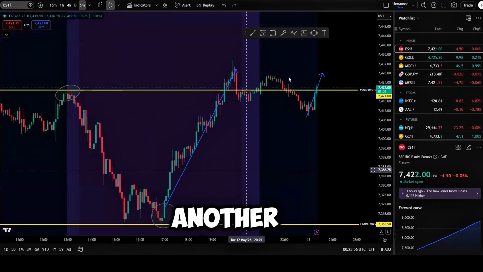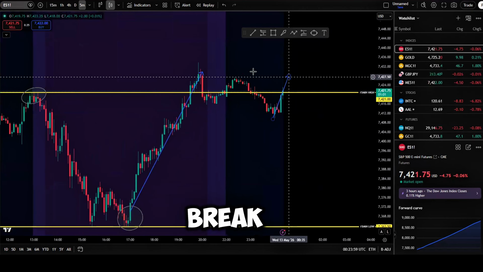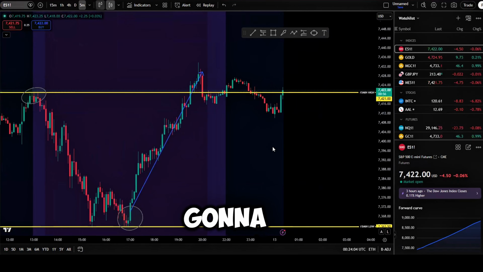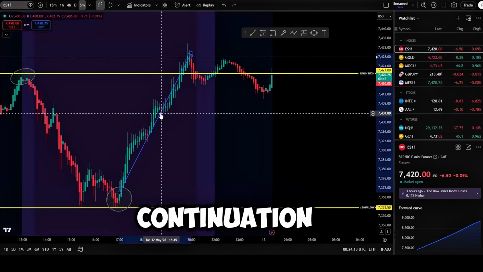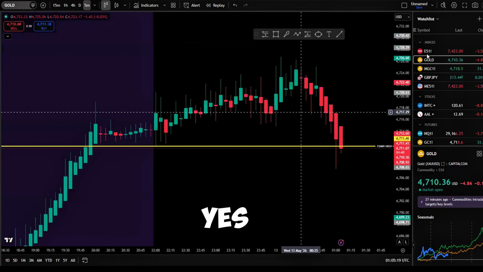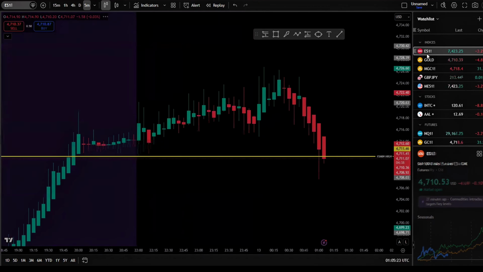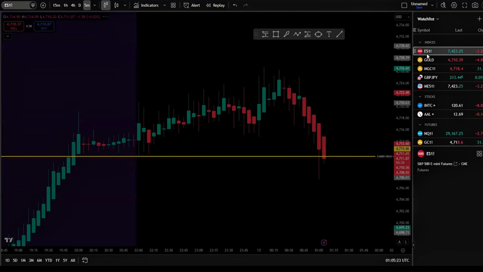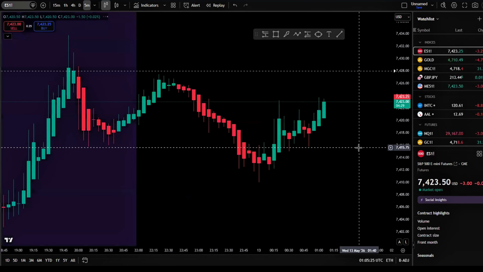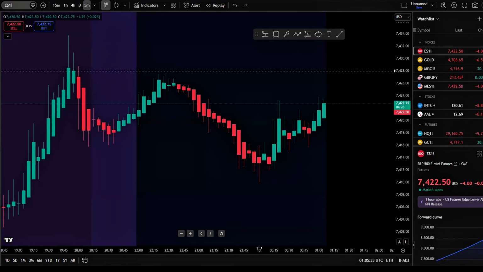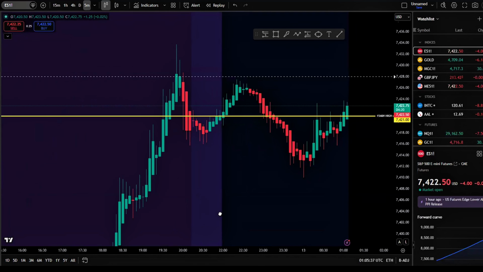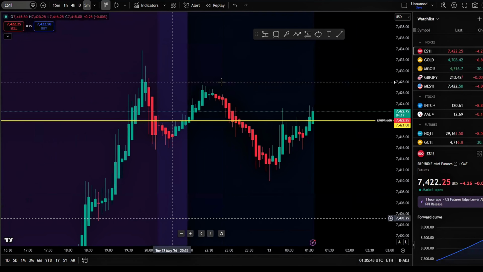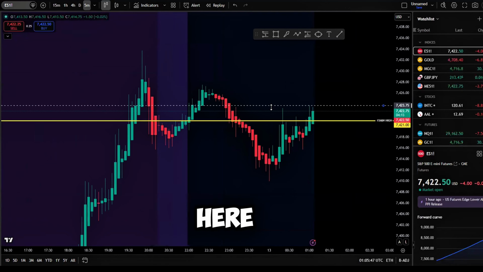Okay, so we could be making another lower high, or we could be about to break the lower high that we made. I'm just going to wait till that alert goes off at my most recent lower high. That's what's going to let me know if the trend is actually now in that continuation phase. Well, let me go back to ES and see if I need to move my alert. All right, so price made a lower high here.